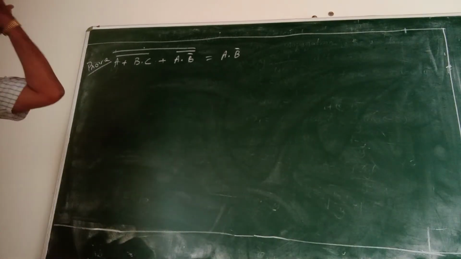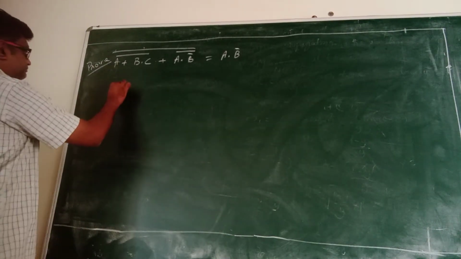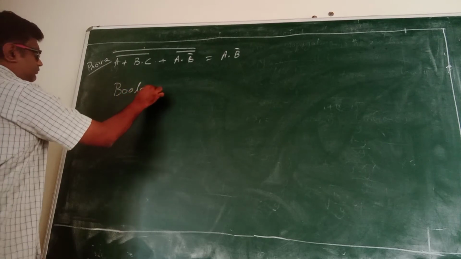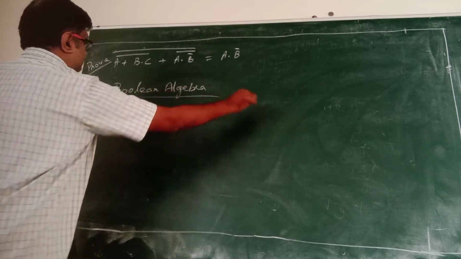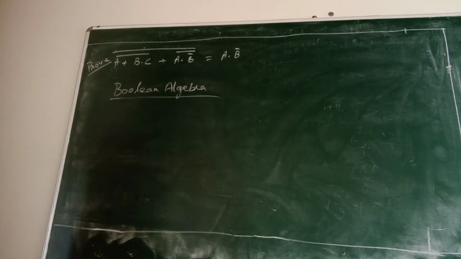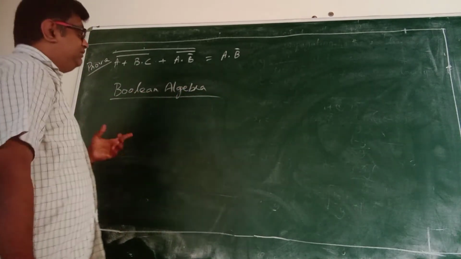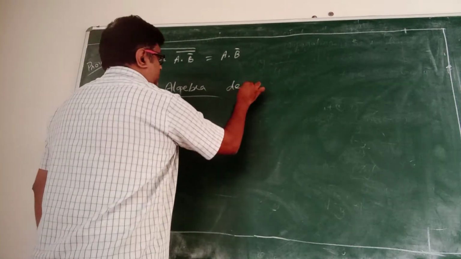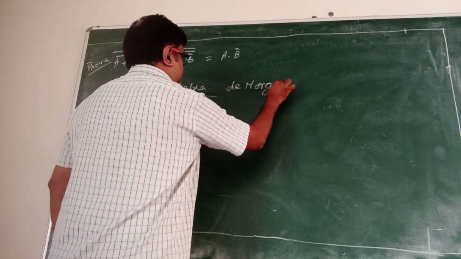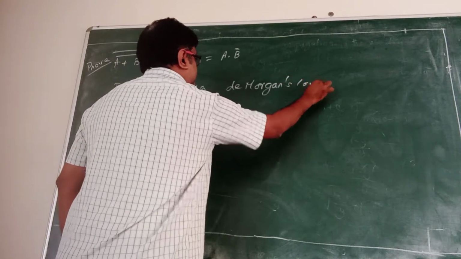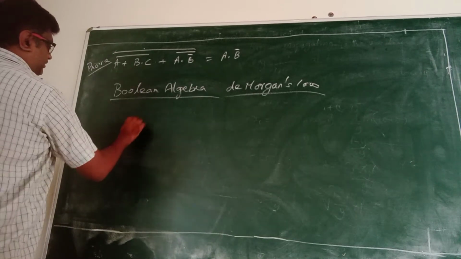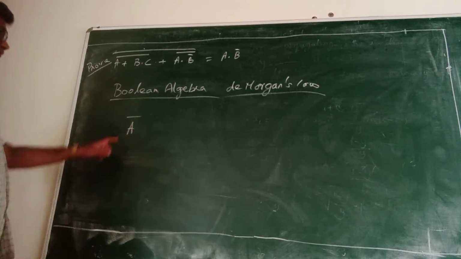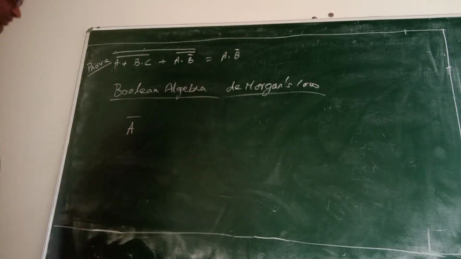Now let us see a question on Boolean algebra. Alright. Now this Boolean algebra, we will see De Morgan's law. In simple terms, what does De Morgan's law mean? Whenever you see, I am writing a bar. So A is a signal, I am inverting the signal.